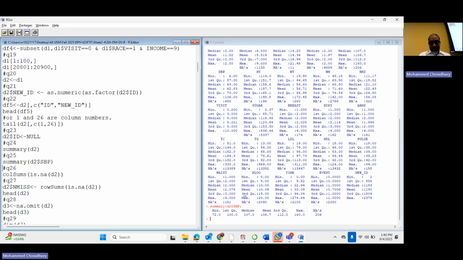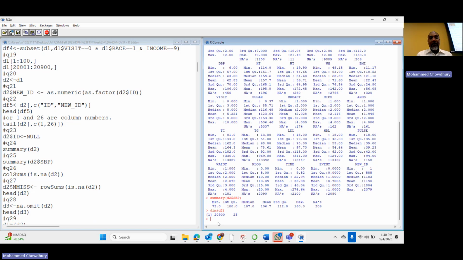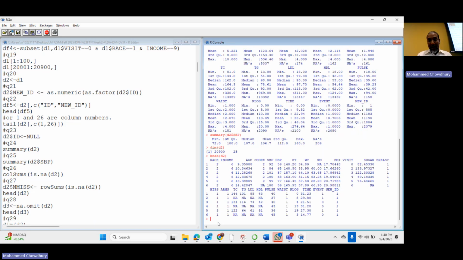Now, in these data, there are 25 variables, right? Let me check the data. Dimension of D2, it has 25 columns. If I want to take a look at head(D2), this is the 25. And each column has some missing values.